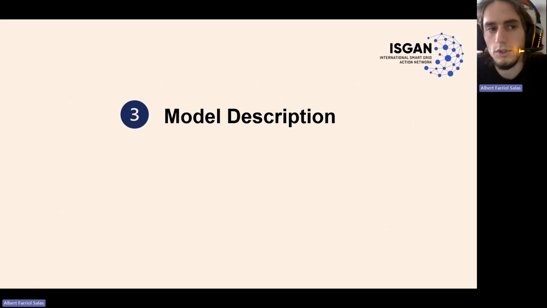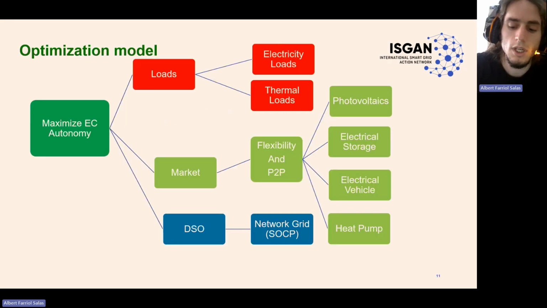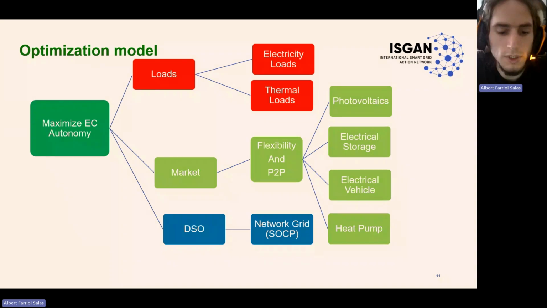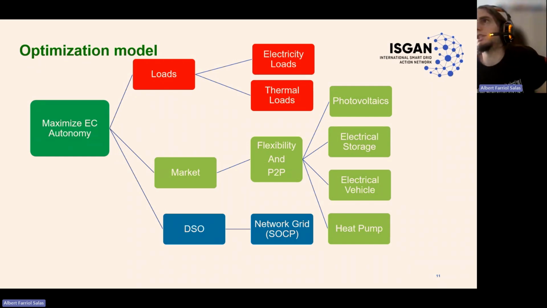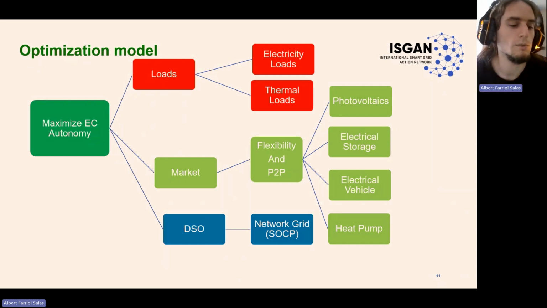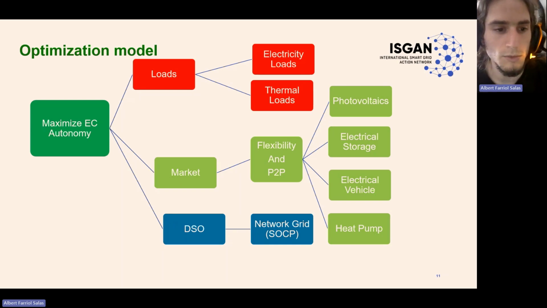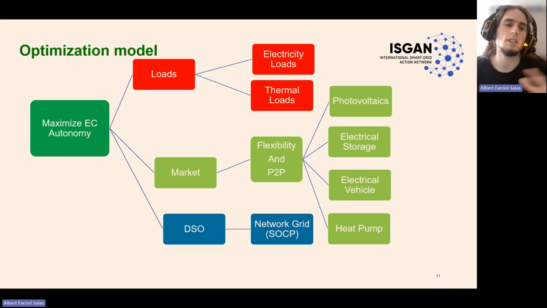So now I'm going to describe a little bit the model. As you can see, I'm not going to go into all the constraints and all of the mathematical details, but I'm going to try to explain a little bit of what we want. Basically, in an optimization model, you have an objective function. That is the part on the left. It's the thing that you want to maximize. Here, we want to maximize the autonomy of the energy community.